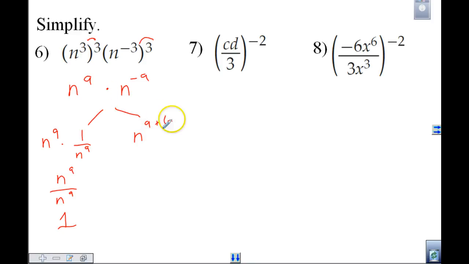Just add the exponents, right? So that equals n to the 0, which equals 1. Yeah. So of course, there's multiple ways of looking at a lot of these problems.